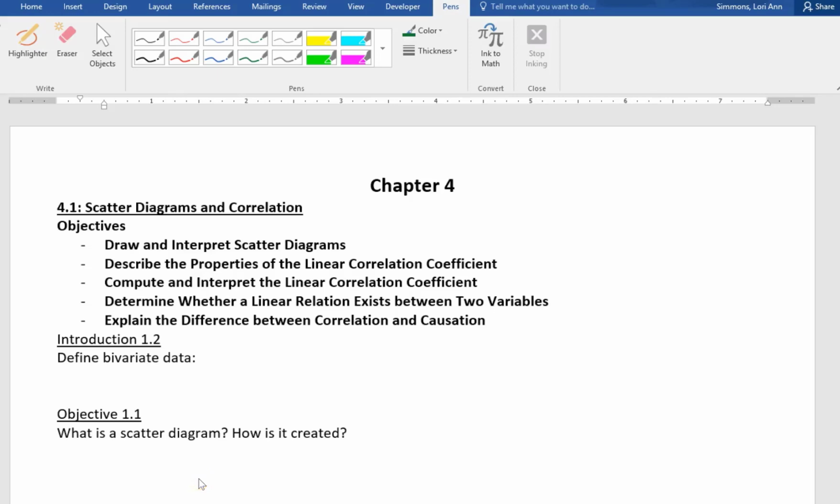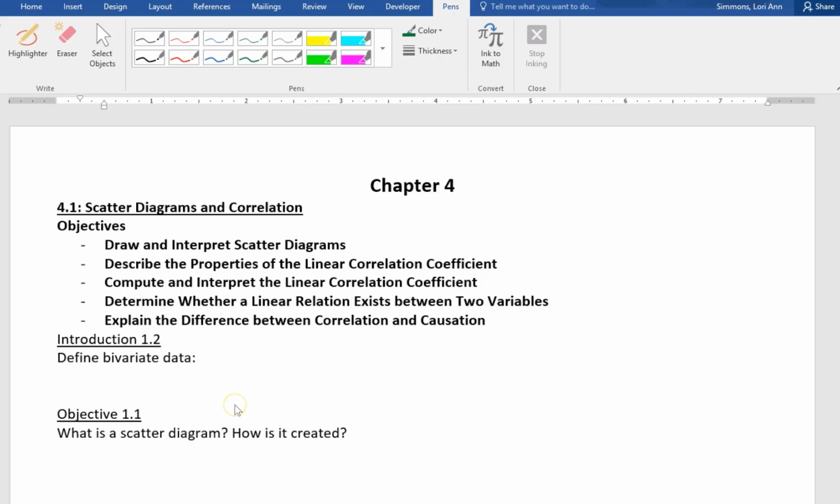Section 4.1 Scatter Diagrams and Correlation. The objectives for this lesson are to draw and interpret scatter diagrams, describe the properties of the linear correlation coefficient, compute and interpret the linear correlation coefficient, determine whether a linear relation exists between two variables, and explain the difference between correlation and causation.